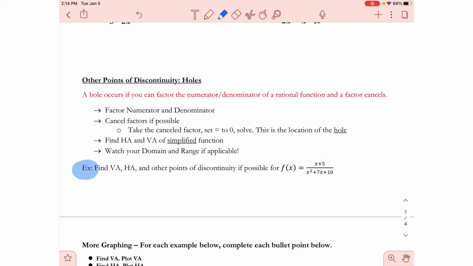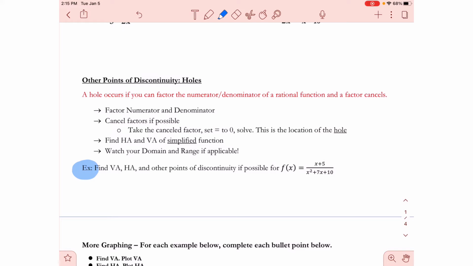Okay, so the process is going to be the same when we're graphing. We're just building on what we already learned. So we're still going to factor the numerator and the denominator first, and then, like I said, if something cancels, then there's going to be a hole. We take that canceled factor and set it equal to 0. That gives me my x value of the hole, and then I'll teach you how to find the y value of the hole. You then take the simplified fraction, and that is what you're actually going to graph. You don't graph the original, you graph the simplified version. And then, of course, watch your domain and range if applicable.